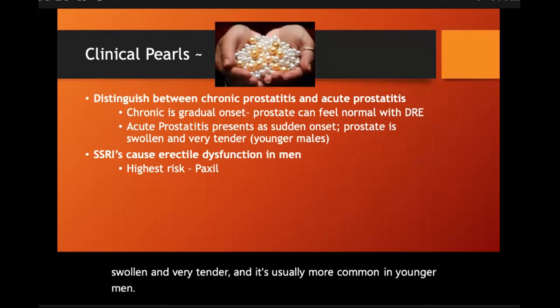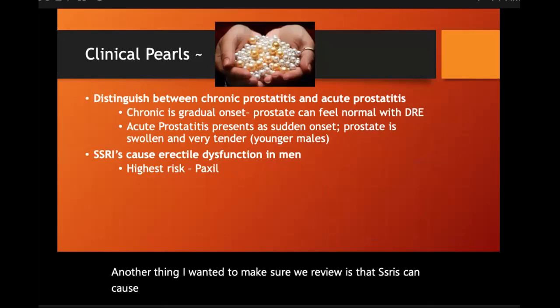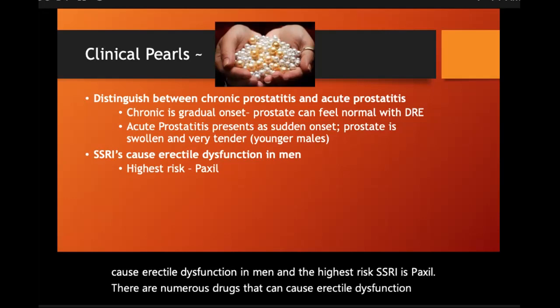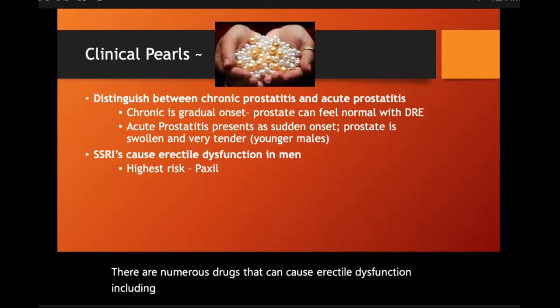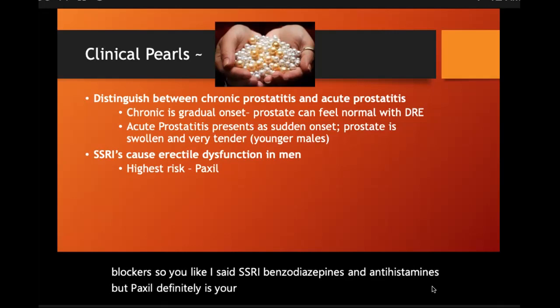Another thing I wanted to make sure we review is that SSRIs can cause erectile dysfunction in men, and the highest risk SSRI is Paxil. There are numerous drugs that can cause erectile dysfunction, including diuretics, ACE inhibitors, calcium channel blockers, beta blockers, like I said, SSRIs, benzodiazepines, and antihistamines. But Paxil definitely is your highest risk, so keep that in mind.